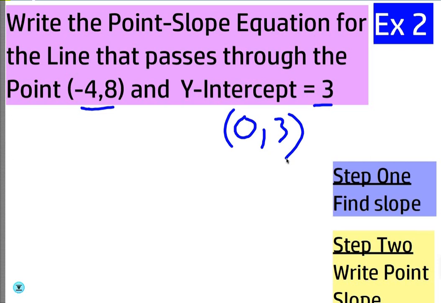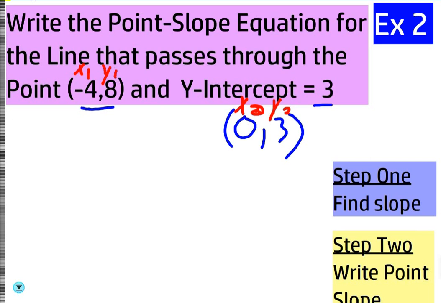So the x-intercept would be (3, 0). The y-intercept means the x value is 0, and then 3 is your y value. So they technically do give you 2 points here. It's just in a different form. And I labeled that wrong. That should be y1.